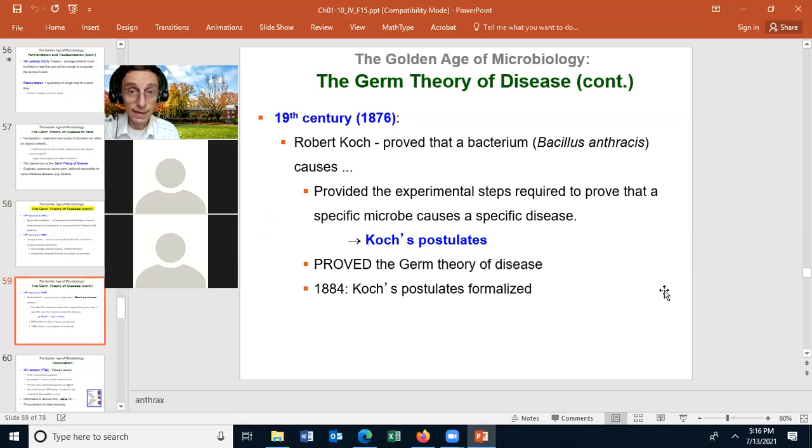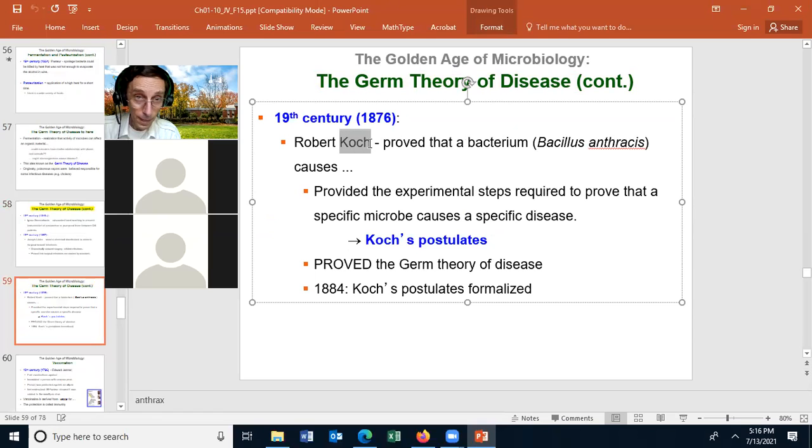The germ theory of disease was finally proved by Robert Koch. And by the way, I am probably pronouncing his name incorrectly, and that's because the English do not have a way of pronouncing CH. It's like a hard X, and the English, we just don't say that sound. Anyways, Dr. Koch proved that the bacterium Bacillus anthracis caused the disease anthrax.